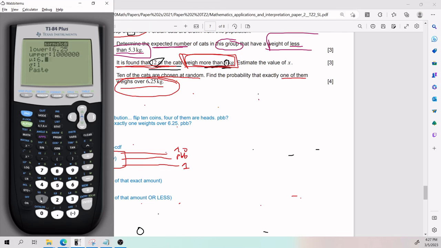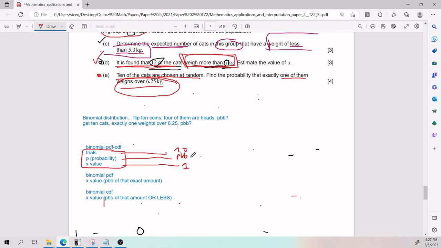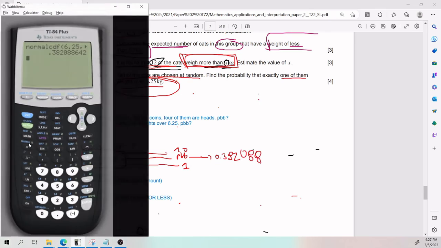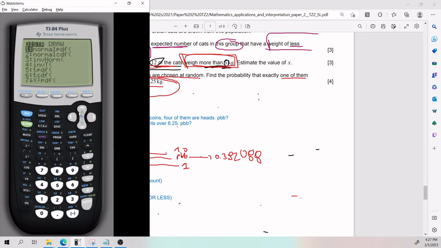I plug in the mean, plug in the standard deviation, much like the rest of the problem. We get this amount, see, 0.382. So this is going to be 0.382. So now using this information, I can go ahead and plug it into the other one.